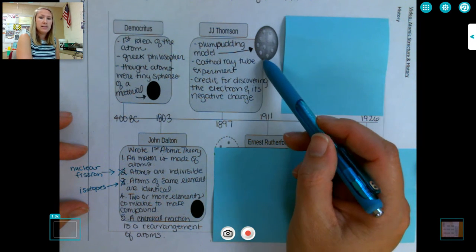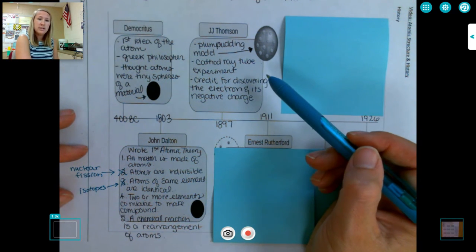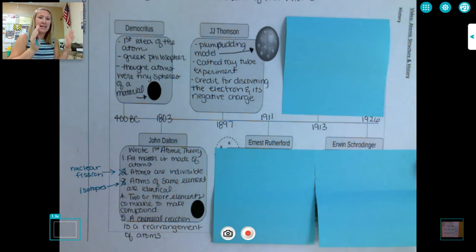So he did this by looking at a cathode ray tube experiment. Old TVs were really deep. They had a cathode ray tube in there, and that cathode ray tube would send different particles down and they would kind of scatter, and then they would bend to different directions. We'll watch a video that explains it and kind of shows an animation of it, but just know that J.J. Thompson had the cathode ray tube experiment, and he was credited for discovering the electron and its negative charge.